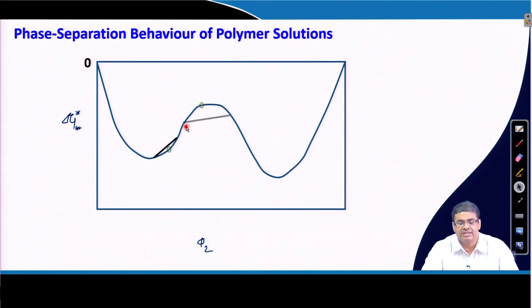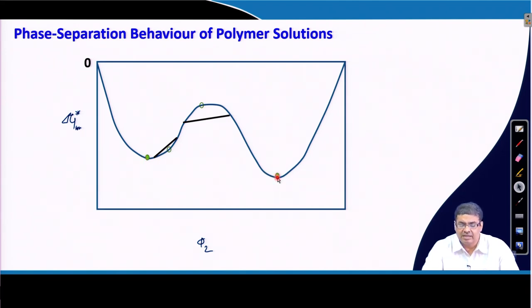Now, let us consider another point here. If we consider that it phase separates between this point and this point, then in this case delta G mix will actually come down if it phase separates. This means a polymer solution with this composition will spontaneously phase separate into a polymer-rich phase and a polymer-poor, or solvent-rich, phase. Now, where will it stop? It will phase separate till these two points, which correspond to the minima of these curves.